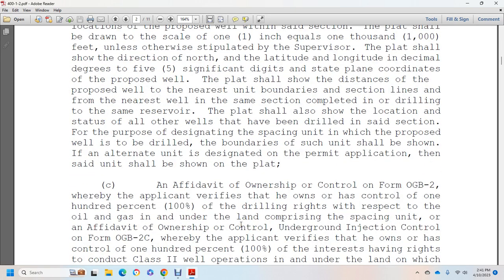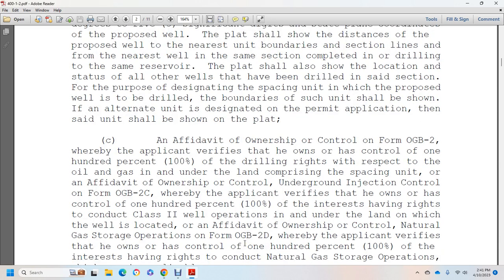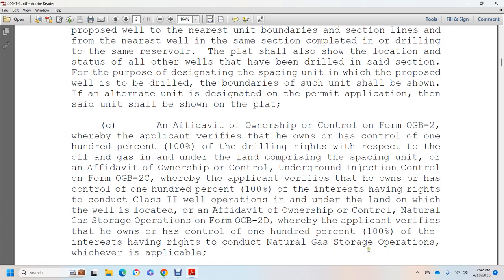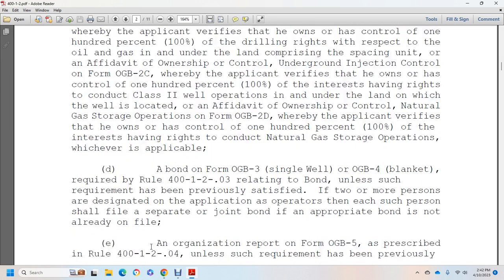C, an affidavit of ownership and control, form OGB 2, whereby the applicant verifies that the owner has control over 100% of the drilling rights for the oil and gas under the comprising spacing unit. An affidavit of ownership and control for underground injection control, form OGB 2C, whereby the applicant verifies that it has control of 100% of the interests and rights to conduct Class 2 well operations over the land on which the well is located. An affidavit of ownership and control for natural gas storage operations, form OGB 2D, whereby the applicant verifies that it has control of 100% of the interest and rights to control the natural gas storage operation, whichever is applicable.